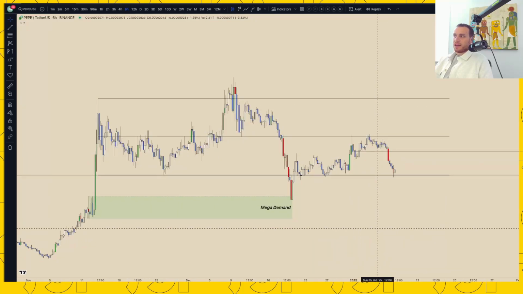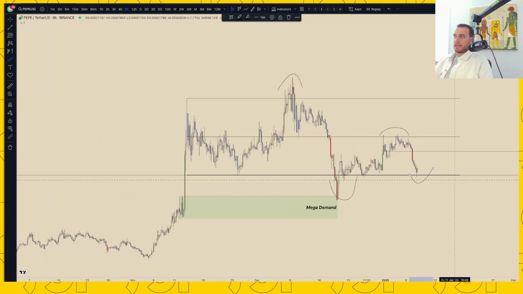But anyways, looking at this, let me remove this. We retested high time frame demand, right? Boom. Retrace this entire inefficiency from the Coinbase listing. Bulls got wrecked. Bears got wrecked. Little rejection at the mid-range, and we're still in a range.